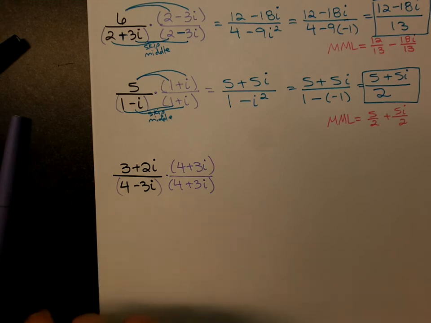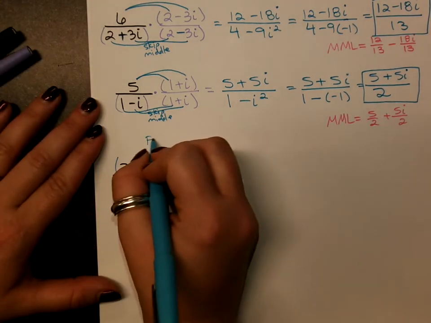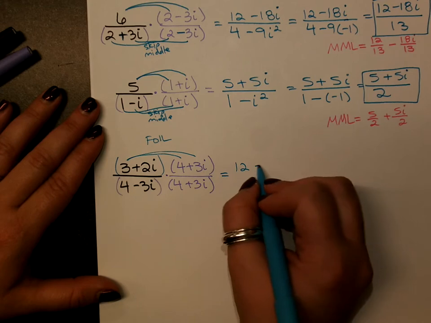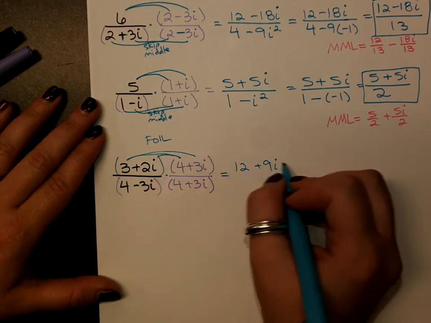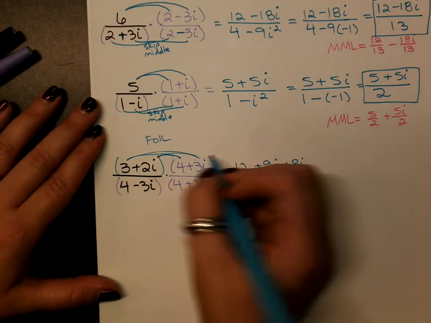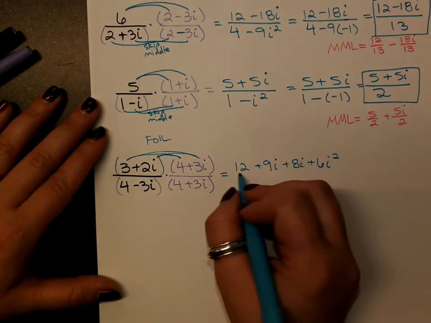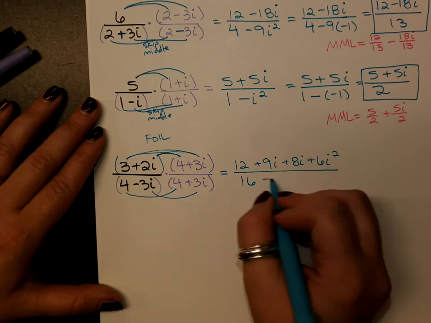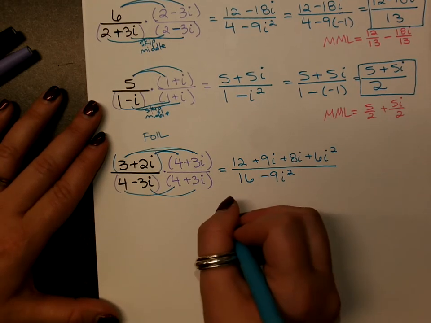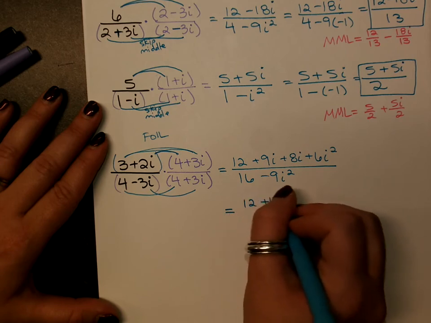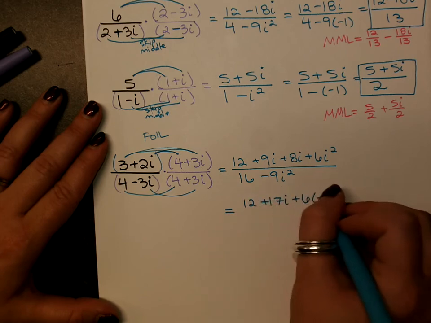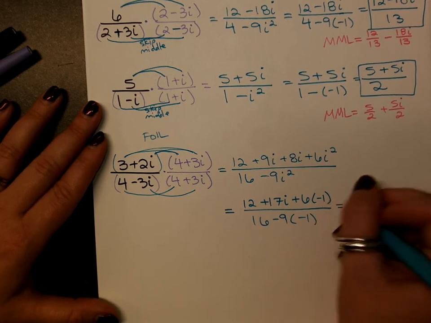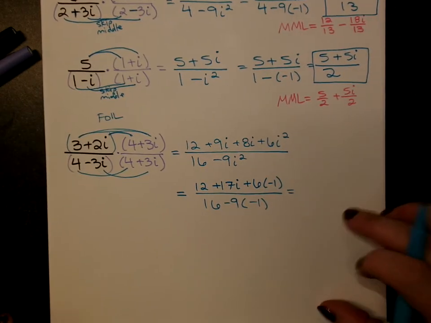Now on the top, we're going to have to FOIL, because we have 2 terms times 2 terms. This is going to give me 12 plus 9i plus 8i plus 6i squared. On the denominator, I get to skip the middle, so it's just going to be 16 minus 9i squared. So on the top, I'm going to get 12 plus 17i plus 6 times negative 1. On the bottom, I'm going to get 16 minus 9 times negative 1. So every time I see i squared, I switch it to a negative 1.